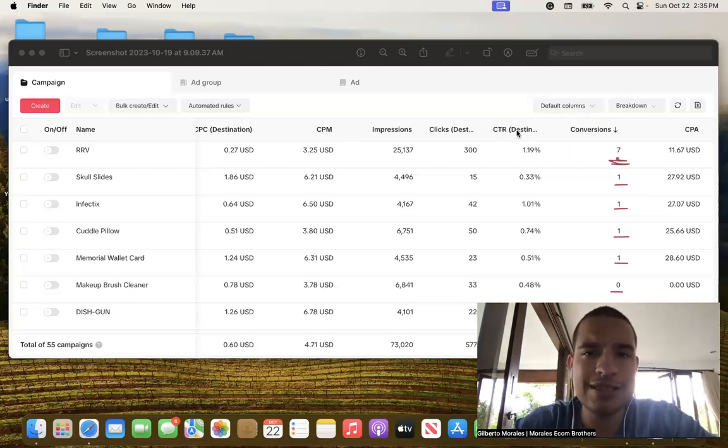So the CTR will tell me what is the percentage of people that click on my video, and everything under let's say 1%, it's kind of low. So it means I don't have a high rate of clicks. Everything over 1%, it's average, and everything over 2-3%, it's quite incredible. As you can see here, my CTR is 1.19, and I have 7 sales.